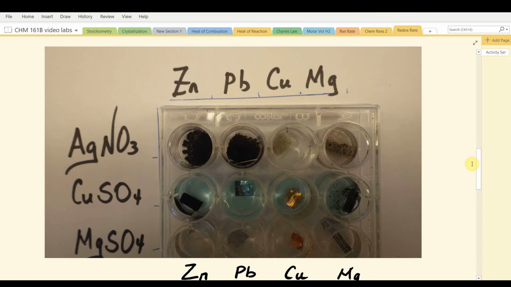Some time has elapsed. Let's record some observations. Look across the first row. We see a deposit has formed on the surface of all four metals, zinc, lead, copper, and magnesium. That deposit is silver metal. Silver cation was reduced to silver metal by all four of these metals. This is what we expect. Recall that metals that are higher on the activity series will reduce the cations of metals that are lower on the activity series.